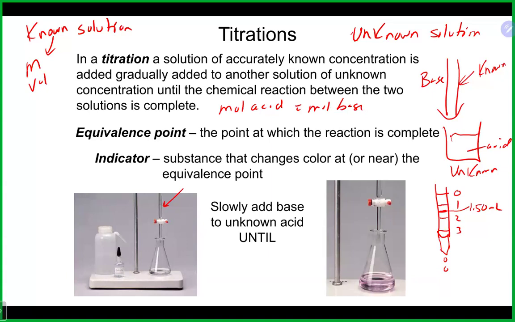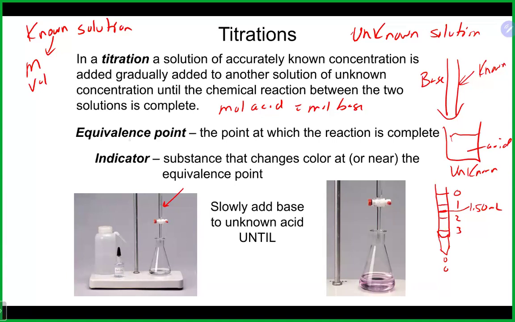Now, a problem that occurs is a lot of times these things are colorless. So, how do you know when you hit that point? Very commonly, when we do a titration, we use an indicator to help us visually see that we have basically hit the end of the reaction. An indicator is a substance that will change color once you reach the equivalence point.